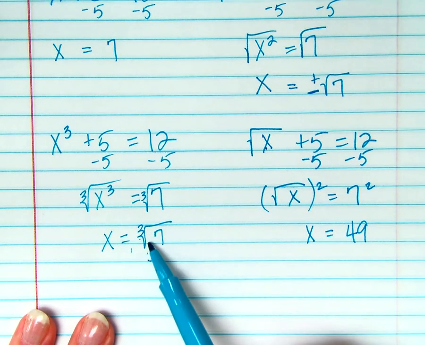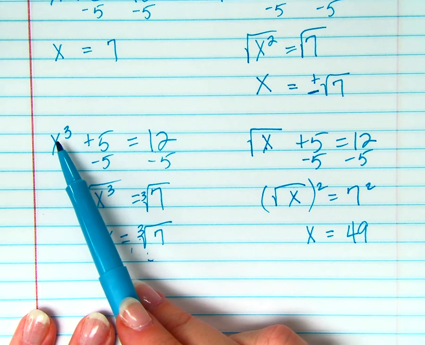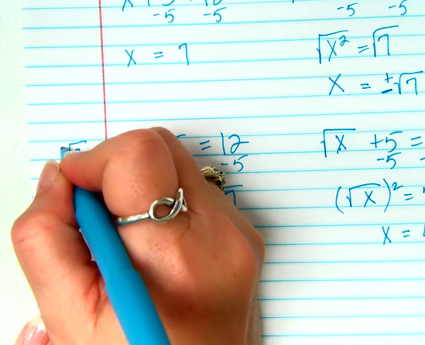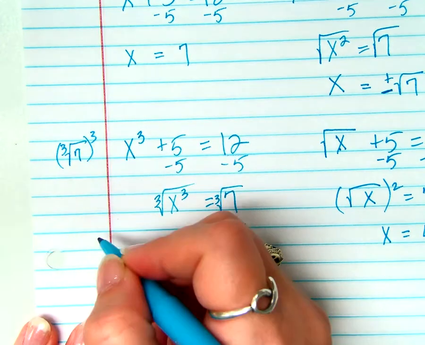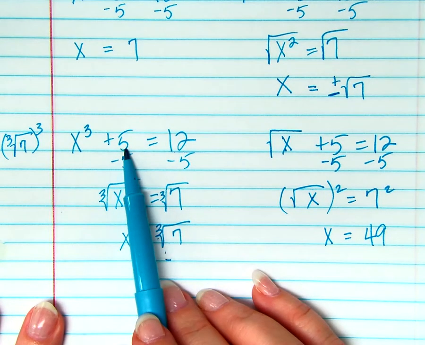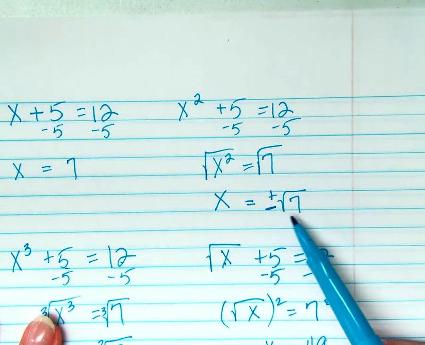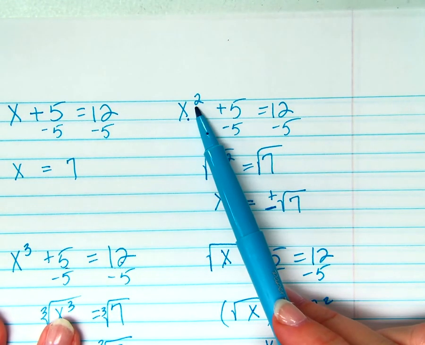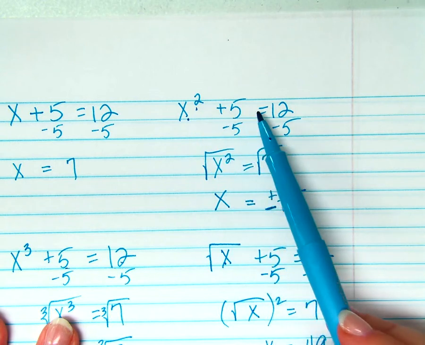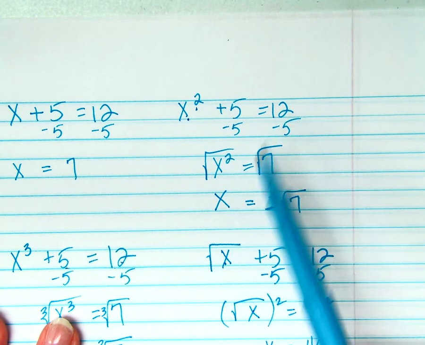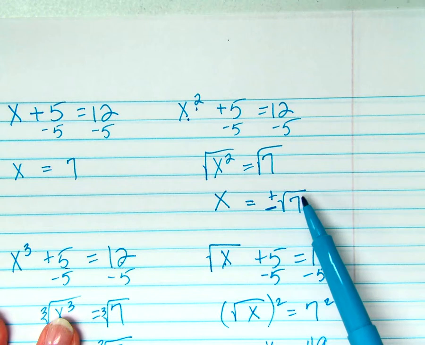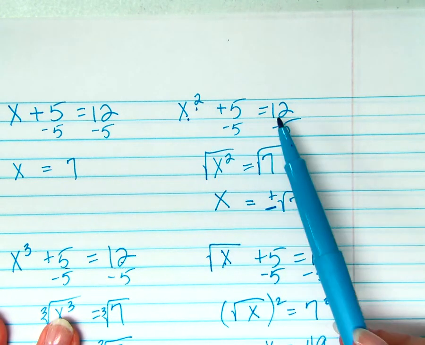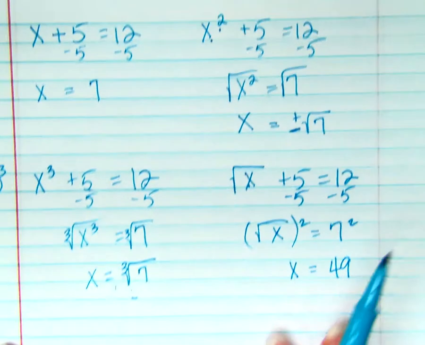The cube root of 7 cubed. 7. That's 7, right? So 7 plus 5, it's 12. Okay, what about this one? Positive square root of 7 squared. 7 plus 5 is 12. Negative square root of 7 squared. 7 plus 5, 12. Okay?